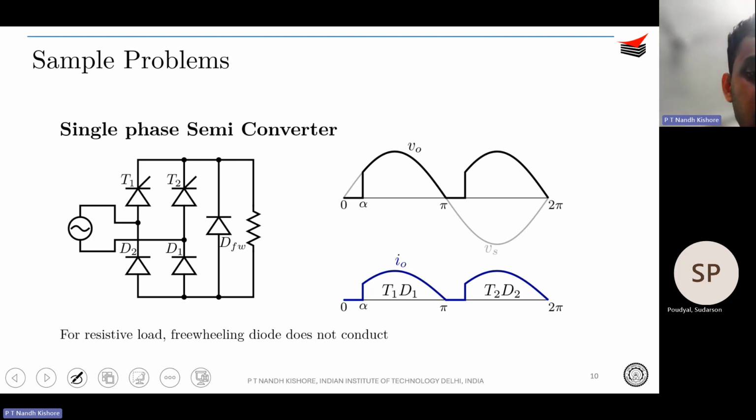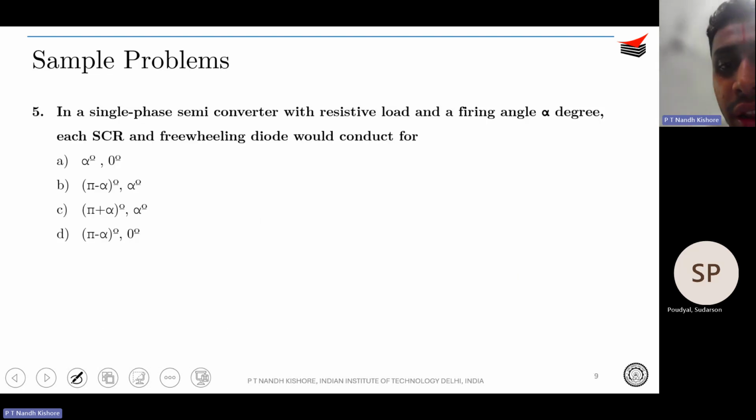So for this question, one thing is they have told that it's a resistive load, right? So from the question itself, since they have mentioned that it's a resistive load, you understand that there is not going to be any necessity for freewheeling as such, because the question about freewheeling comes only if there is an inductive load. Over here, they have given that it's a resistive load. So directly you know that the freewheeling diode is not going to conduct at all. Correct? The freewheeling diode is going to be off. Therefore, the option is either A or D.